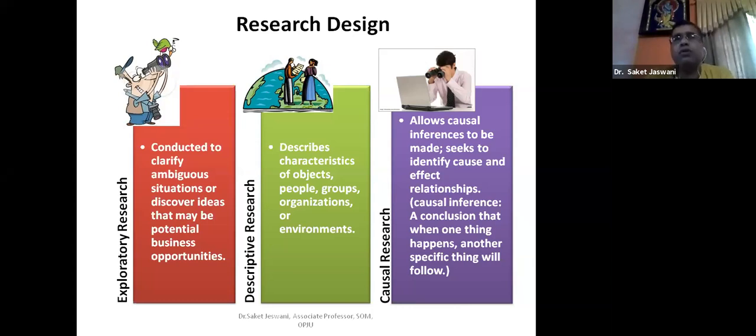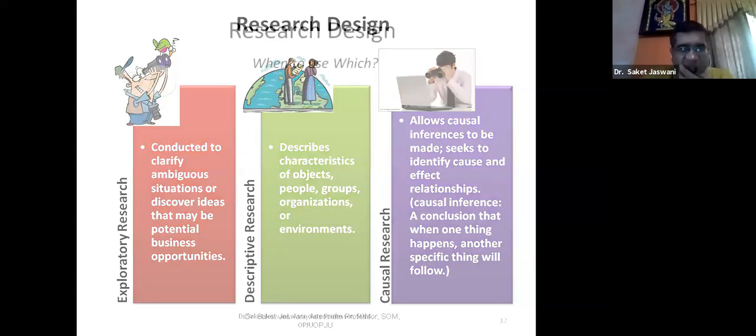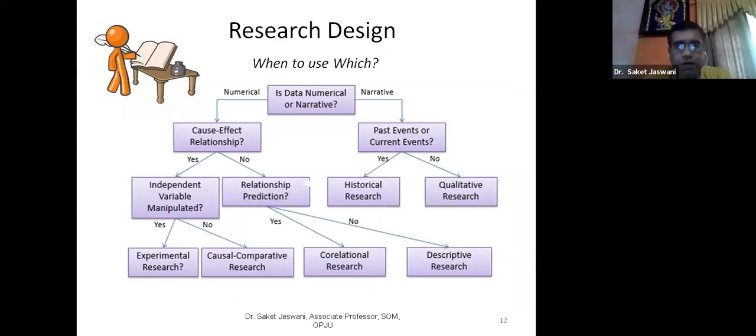So on the basis of our research question and our hypothesis, we need to decide whether to move with exploratory research, descriptive research, or causal research. So when to use which? First of all, we need to identify whether our data is numerical or theoretical, narrative. If it is narrative, it means it is theoretical. We will go for historical research. If it is based on past or current events, or not about events but just enhancing the knowledge of a subject area, we will talk about qualitative research.